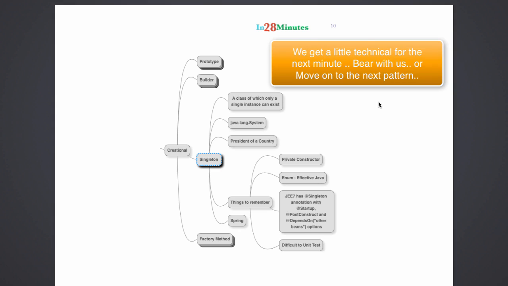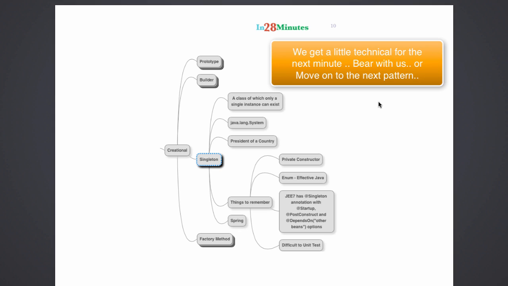There are a few things that you need to remember when you create a singleton object. The first one is your constructor should be private, because you don't want others to create the object. If you leave a public constructor, then what would happen? If anybody can construct the object, then you don't really have a singleton. So you have a private constructor.